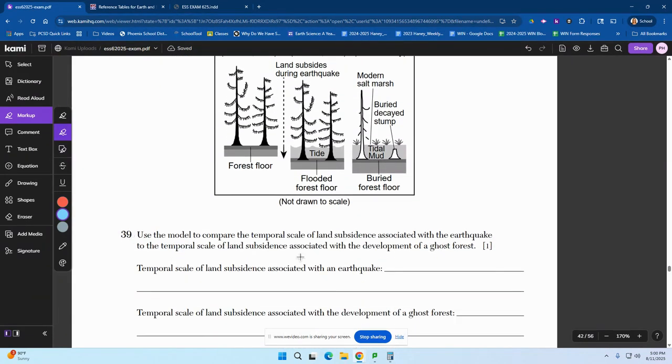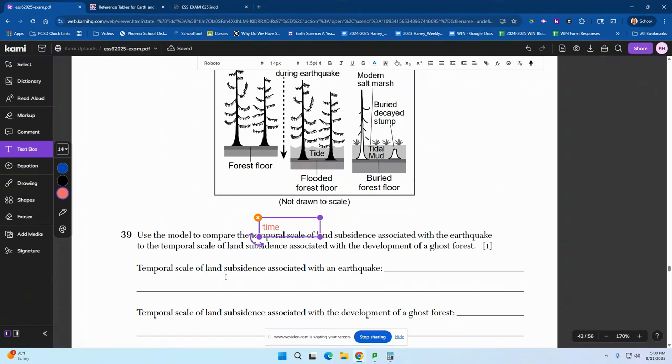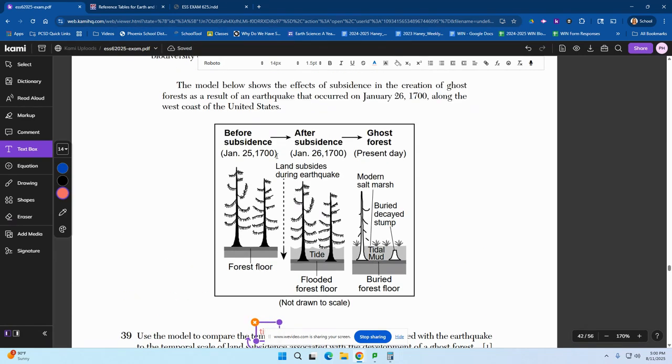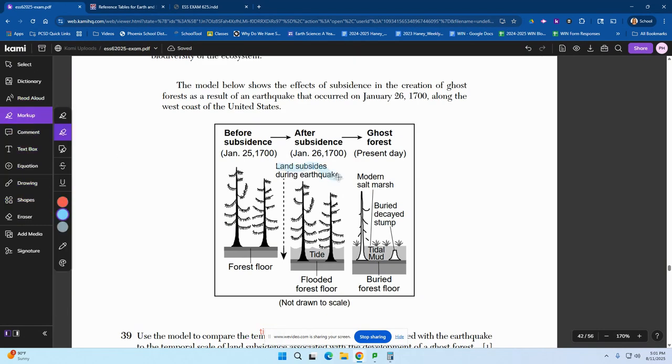And it says use the model to compare the temporal scale of land subsidence associated with the earthquake to the temporal scale of land subsidence associated with the development of the ghost forest. Remember, temporal means that we have to talk about time. Okay, so I need to look at the earthquake first. I've noticed that the land subsidence during an earthquake is going to happen right here, between January 25th, 1700 and January 26th, 1700. So it took about 1 day, right? It happened very quickly. As soon as the earthquake occurred, that land subsided.